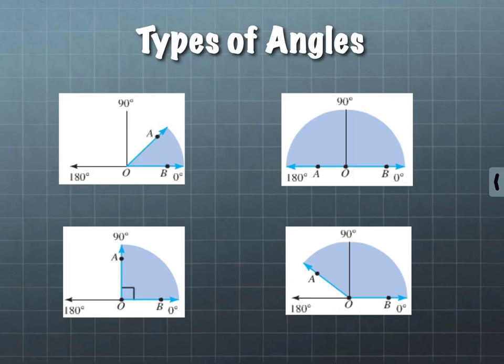Types of angles. I know you don't have any of these drawn in yet, do you? So go ahead and sketch them in on your paper. And we're going to give names to all 4 of these types of angles.